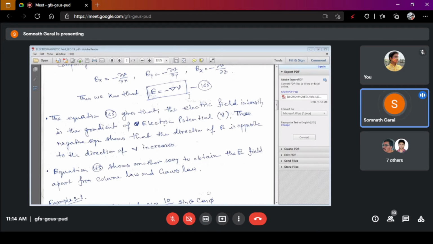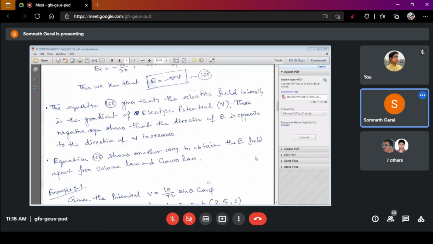That means by using this equation, if we know the electric potential equation, then after taking the gradient of this electric potential, we get the electric field intensity E. Okay, so that is the important relation between the electrostatic field intensity E and the electric potential, right?